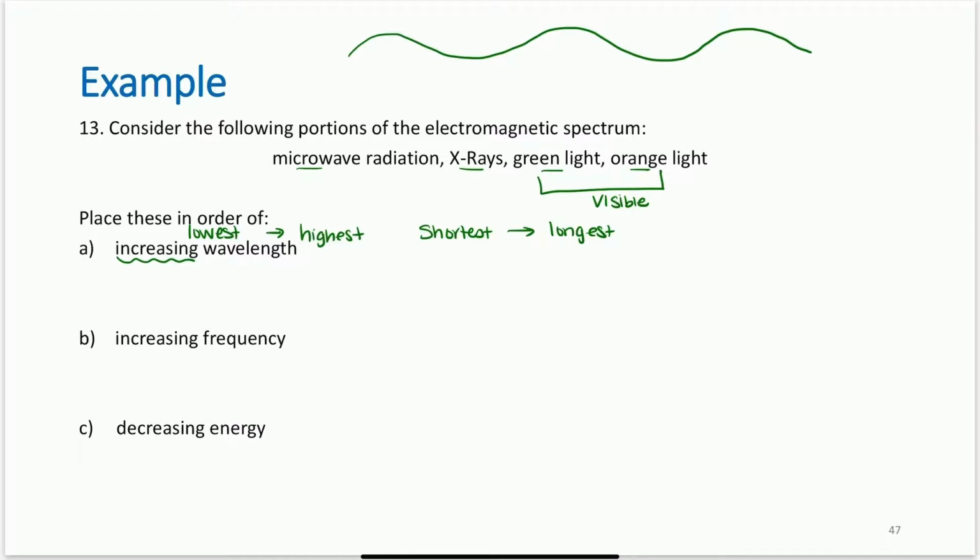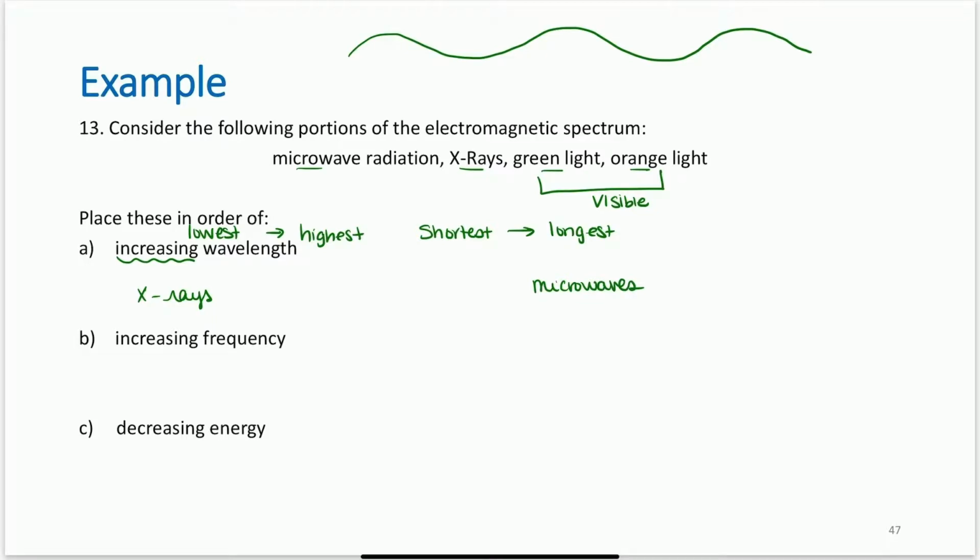So increasing wavelength, X-rays would have the shortest wavelengths because they're the highest energy. Microwaves have the longest wavelength. They're the lowest in energy. Then it comes down to orange and green light. This one is kind of hard to think about. You've got to think about the electromagnetic spectrum and then try to remember the pattern of the rainbow, which sounds easier than most people make it. It's actually not as simplistic as you think, because we kind of memorize this backwards.